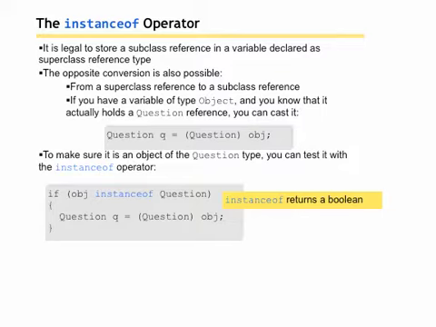For example, in the gray box, if obj instanceof Question. So that means if the reference obj is referencing an object of type Question, then go ahead and do the cast. Question q equals (Question) obj. So instanceof will test, it'll return true or false, whether a particular reference is referencing an object of a particular type.